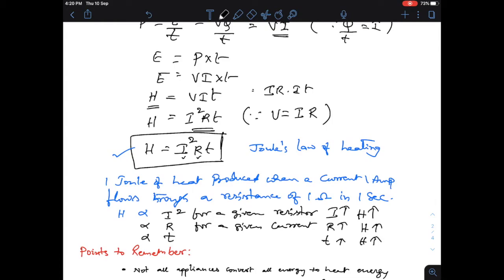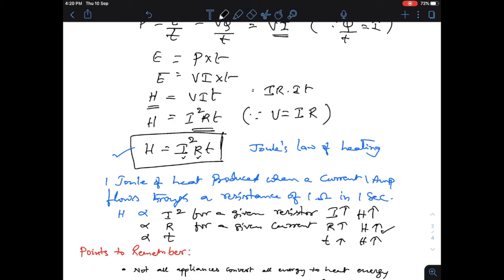More heat per unit time is produced if resistors are connected in series. Why? Because in series connection the equivalent resistance increases. So if R increases, heat produced increases. If the resistors are connected in parallel, then the effective or equivalent resistance decreases, therefore heat decreases.